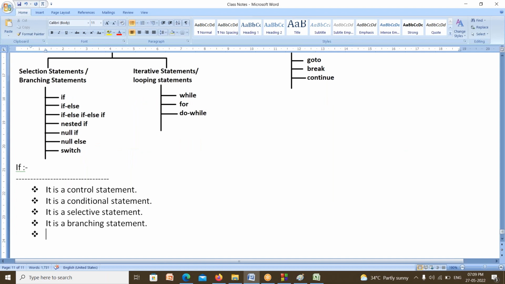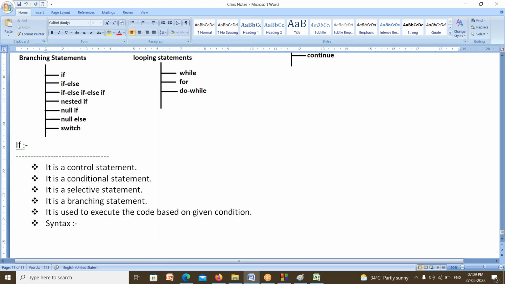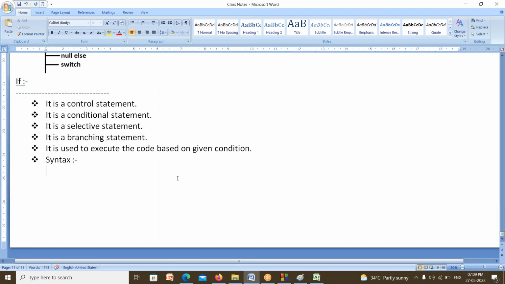You can use the if condition to execute code based on a given condition. Right? Now, how to write an if statement? What is the syntax? Syntax means how to write. You have to write the if statement like this: if, and after that we have to write the condition. We have to mention the condition here. This condition is true or false.